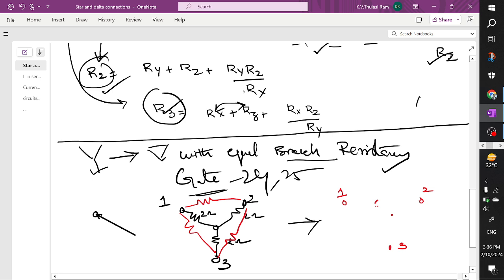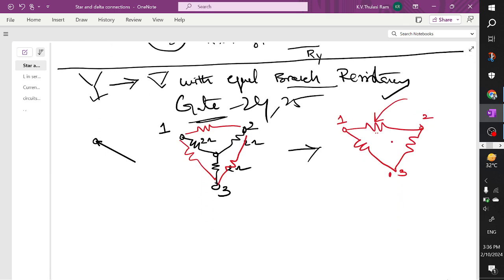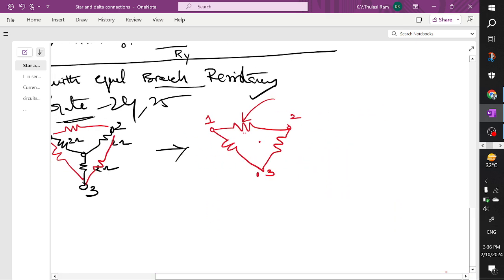So this unknown we need to find out. This is one, this is second one, and this is another one. So we need to find out the values of these resistors. Okay, so how to find out this unknown resistor? You see this red color is connected between these two. Then what is the formula I have to write down? So this I can write down.